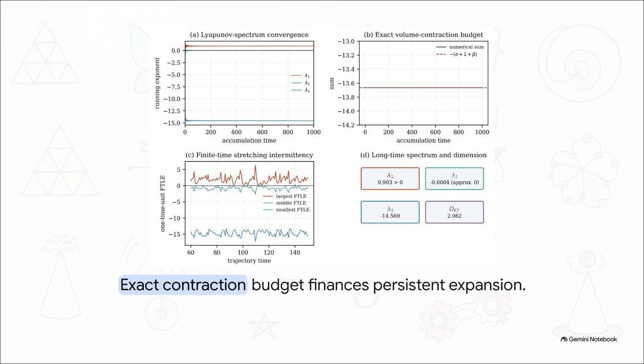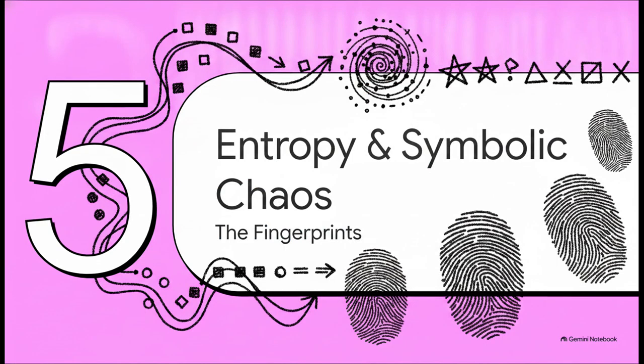So what does that mean for us? It means the persistent expansion we just talked about is actually financed by an even stronger contraction in the other directions. It proves mathematically that the attractor occupies zero asymptotic volume, yet it somehow still maintains its wild, chaotic, sensitive dependence. Pretty mind-blowing, right? Section 5.